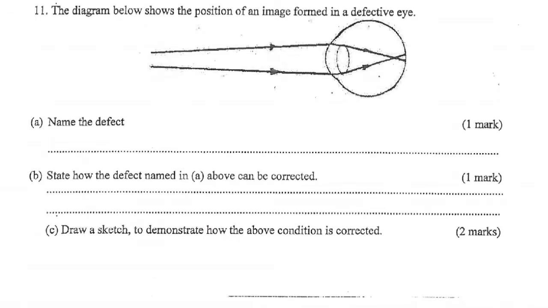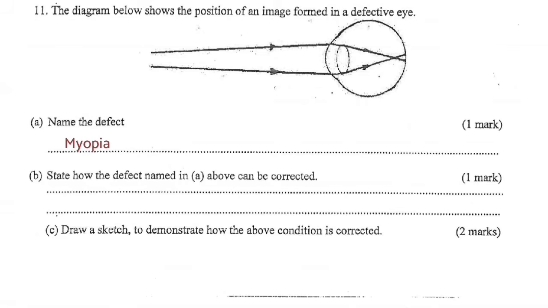Question number 11. The diagram below shows the position of an image formed in a defective eye. Name the defect. This is myopia. Now, myopia is what is known as nearsightedness. This is a vision condition where a person can see objects that are close very clearly, but objects that are further away usually appear blurry. Now, the main cause of myopia is when the eyeball is too long, when the distance between the cornea and the retina is too great.